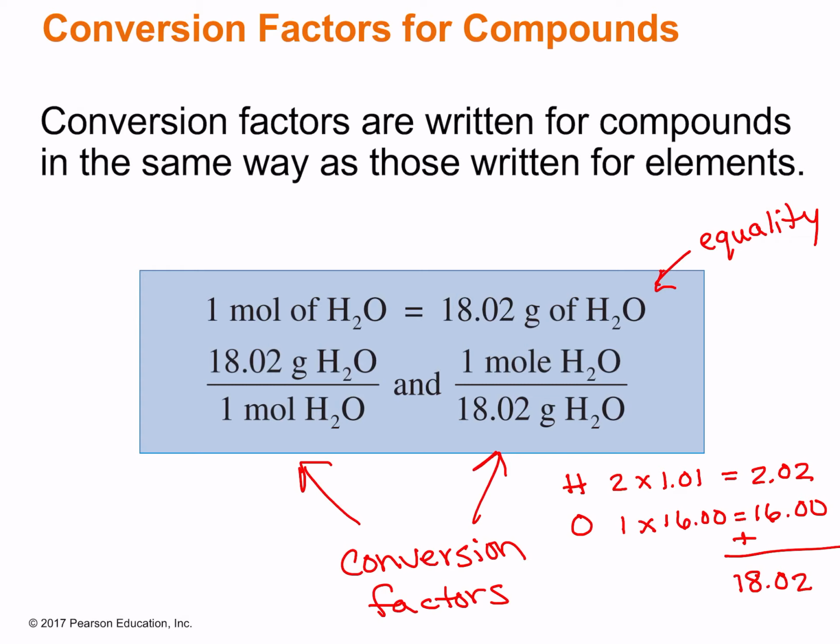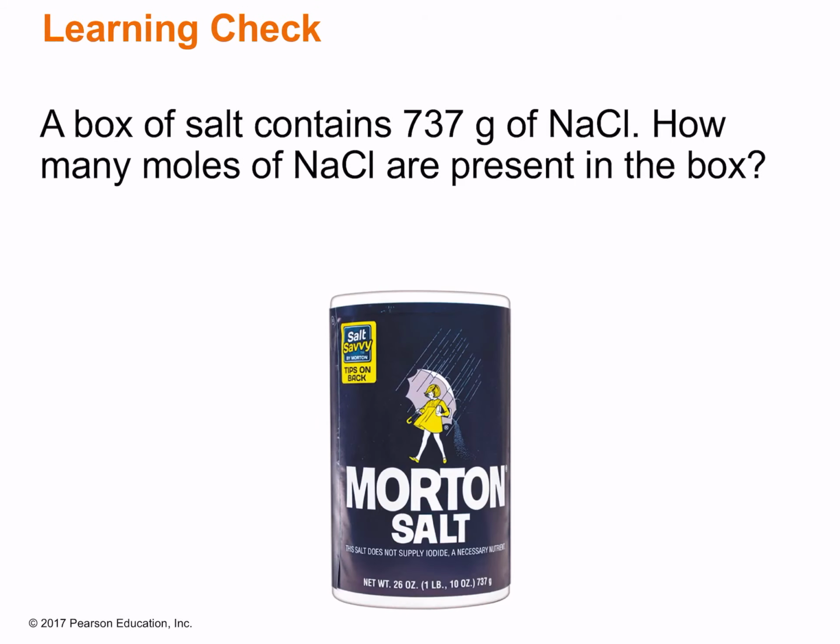So it just adds an extra step: rather than just looking at the periodic table like we did for silver before, we would have to actually go through and calculate this number. We can use it in these train tracks just the same. We're just going to have to calculate the molar mass along the way. So let's try it out.